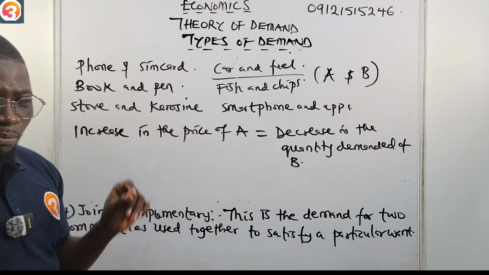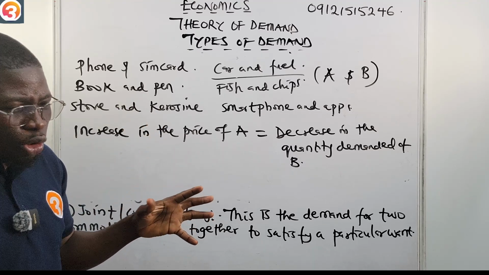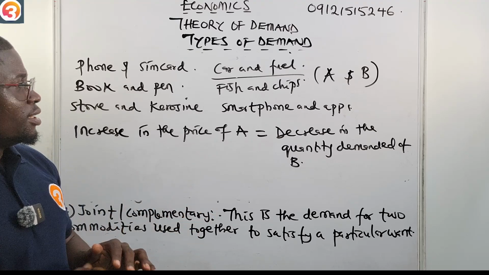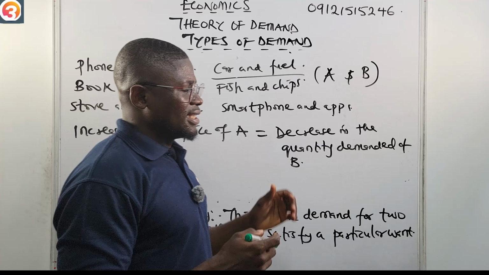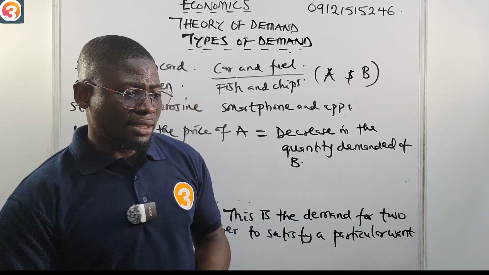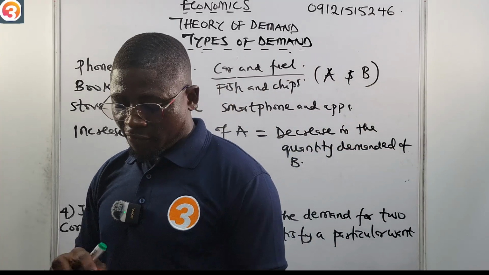We say it is the demand for commodities that include one another. Take note of all that. Those are the four types of demand we are going to look at. If you have any question, please drop it in the comment section. Now let us go to the O3 School JAMB app, answer the questions we have before us, and we leave.